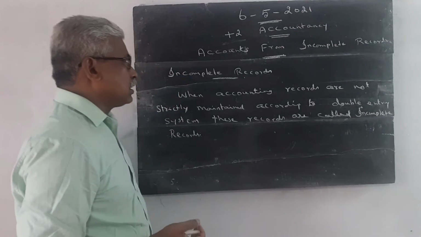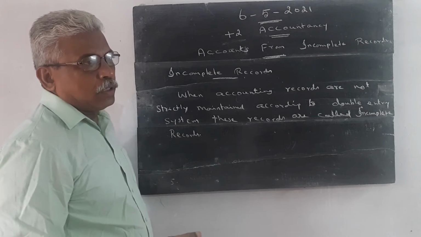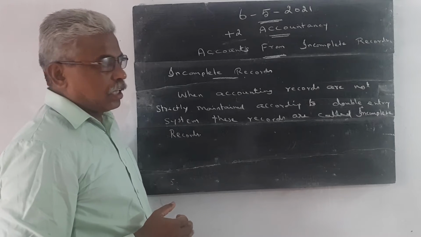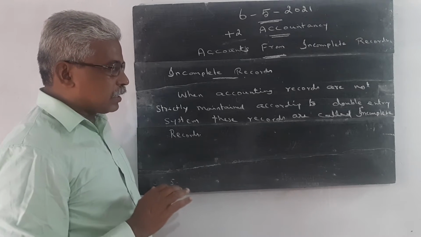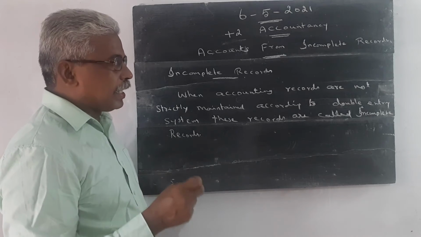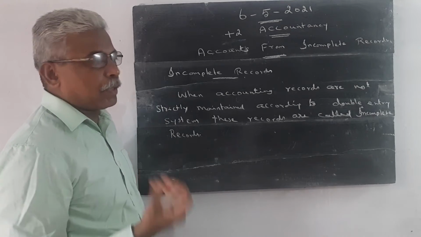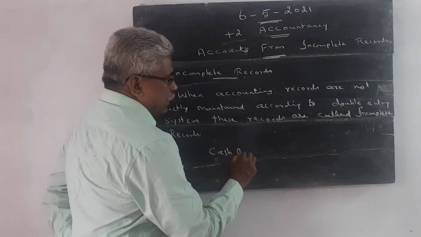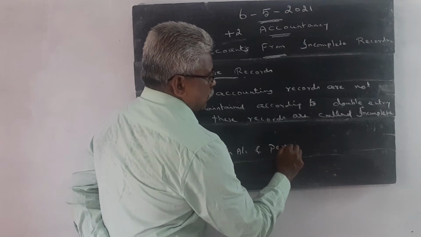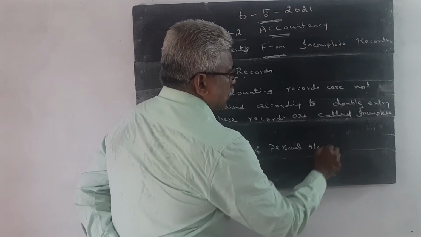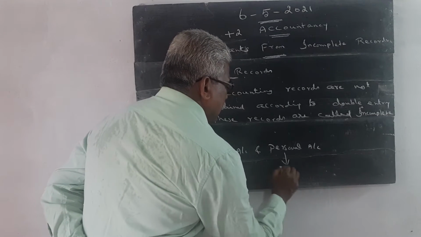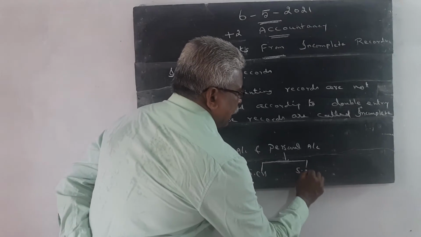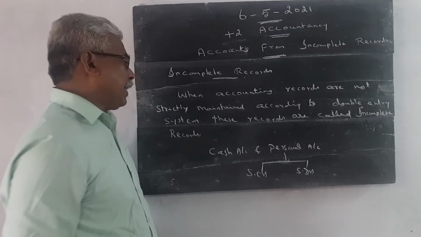Normally, small traders like petty shop holders maintain these incomplete records. They do not maintain the accounting records in a scientific method. They just write the cash account, the customers' account and the suppliers' account. So normally they maintain cash account and personal accounts. Personal account means the suppliers' account, that is, sundry creditors account and sundry debtors account.